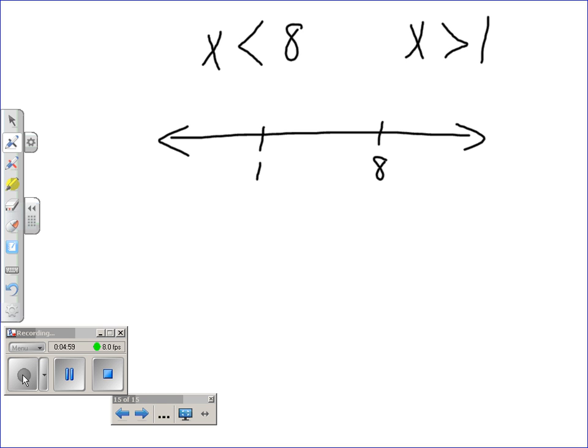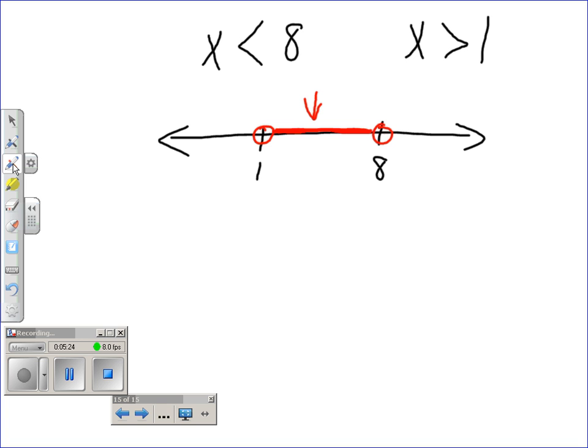My solution says x is less than 8. So they're talking about all numbers less than 8. So we're talking about these numbers in here, and it's going to the left. And it's also talking about x is greater than 1. So we're talking about a circle on the 1, and greater than 1 would head toward the right. Now these two meet and intersect in there, so we're talking about the solution set that is this segment right here.